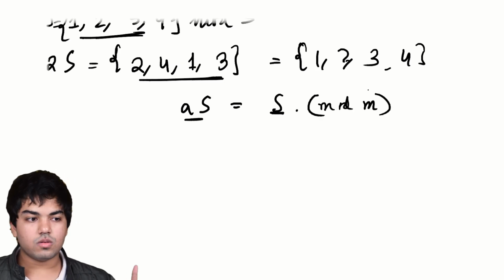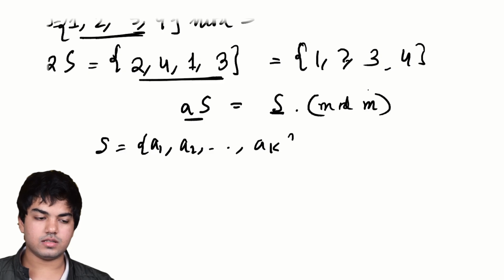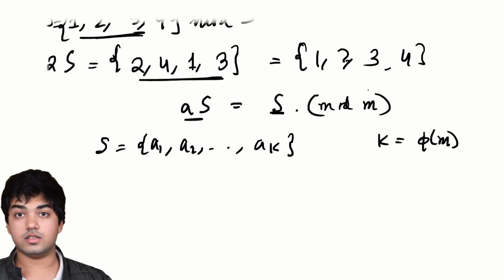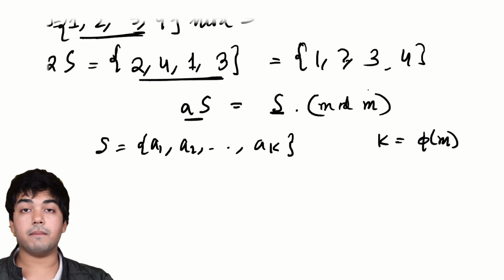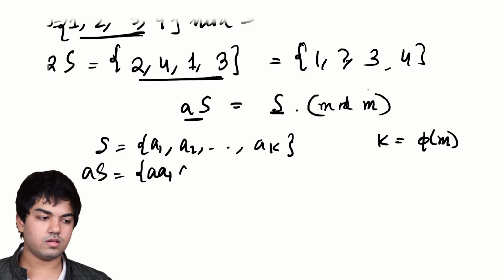And what can I do? Multiply everything. So S was A1, A2, up to AK. Well, in particular, K is equal to Phi. Remember that? Phi is just the definition, so it's Phi by definition. That's what Phi is. And AS was AA1, AA2, all the way up to AAK.